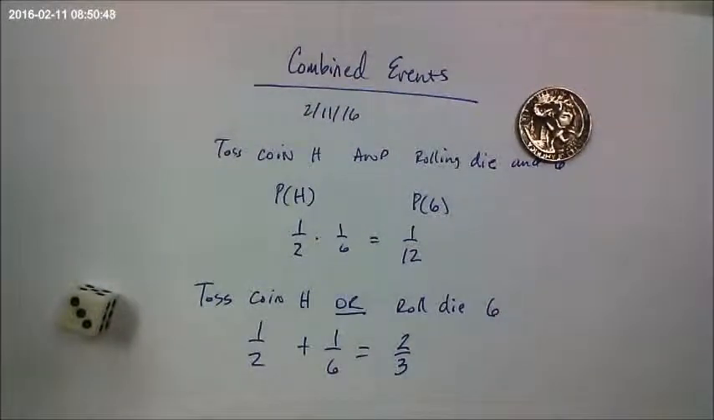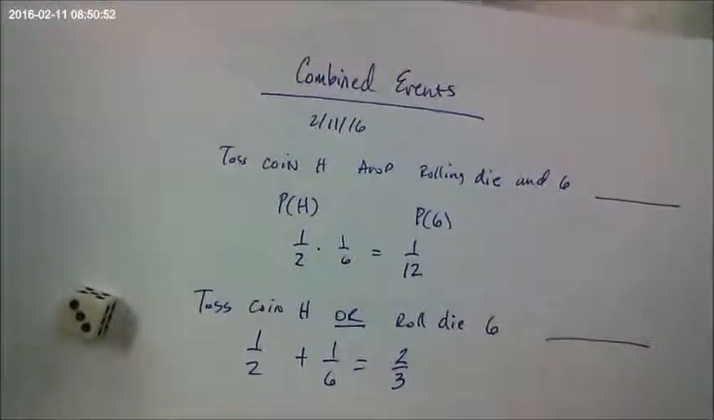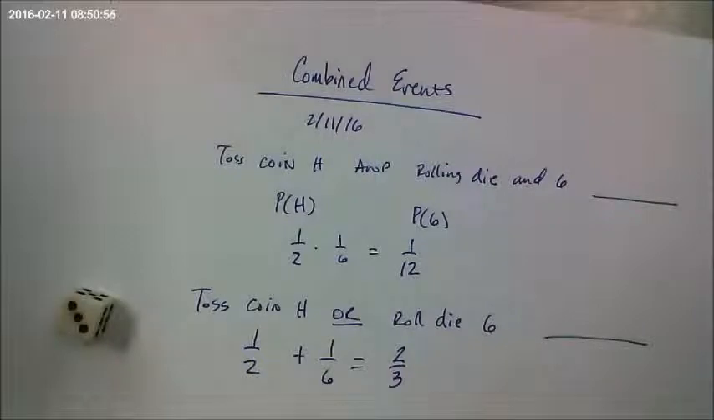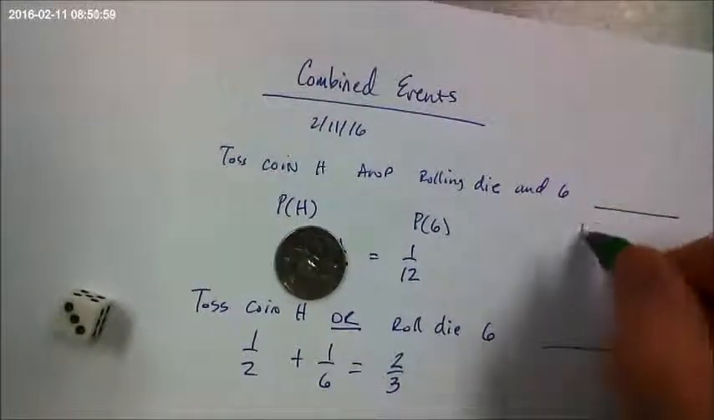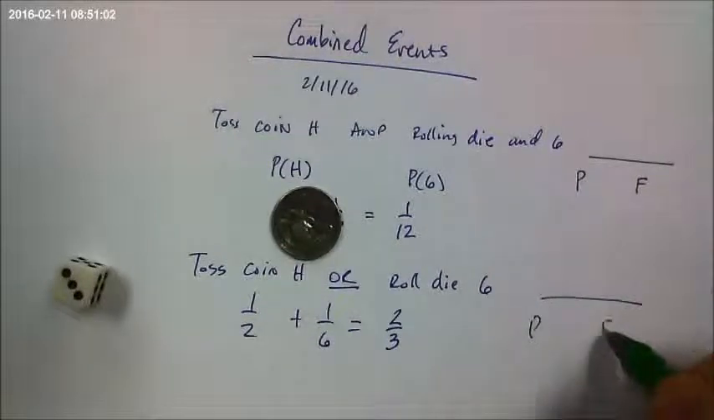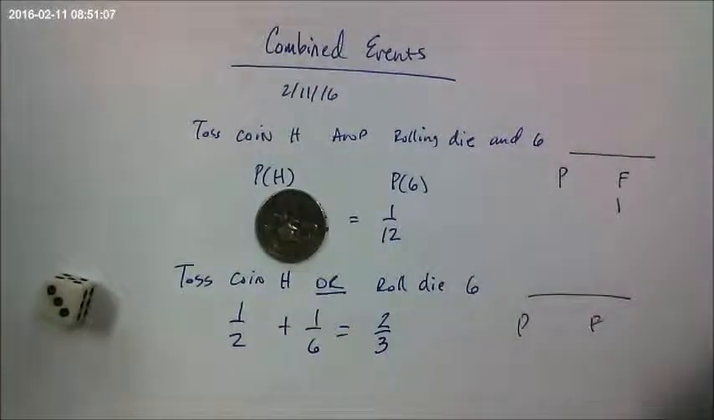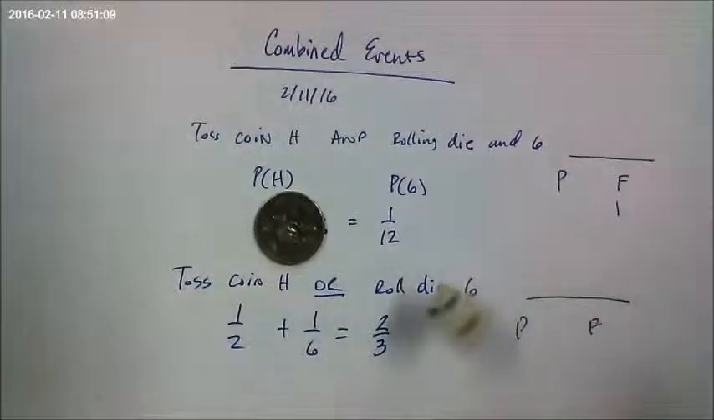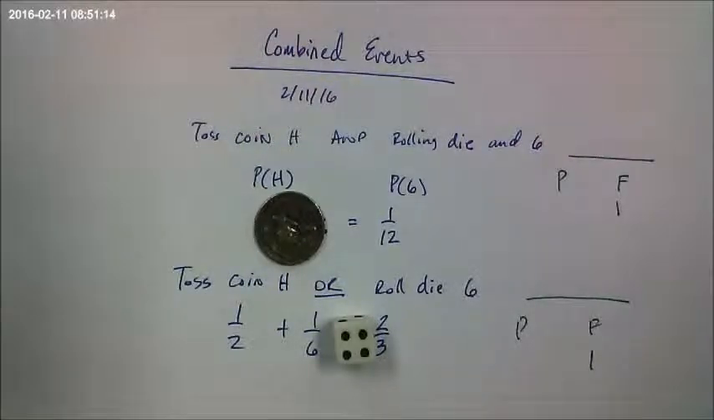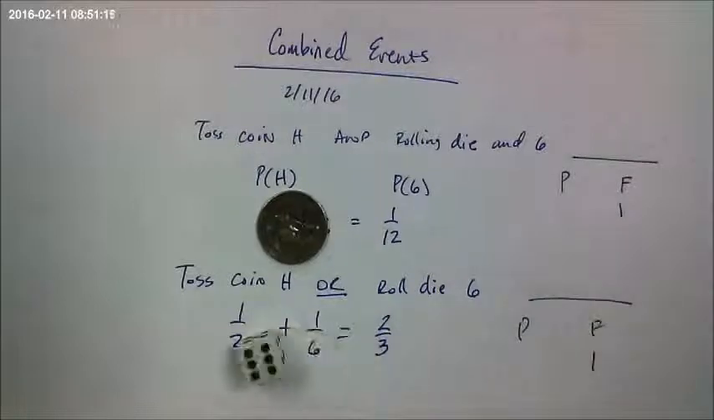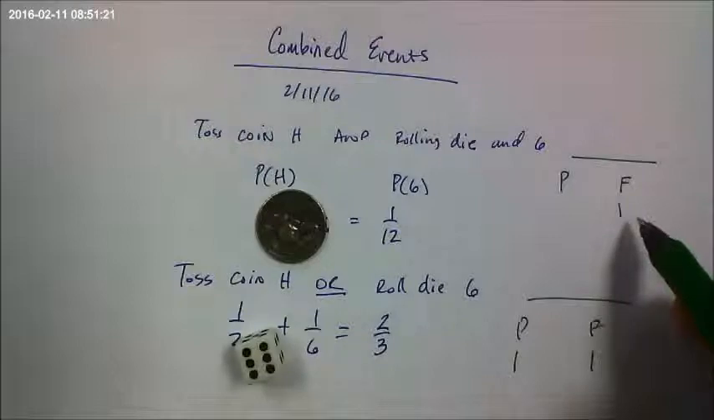I want you guys to get a feel for why you're adding here and why you're multiplying there. So, ready? Tails. So this one's already a fail, right? Let's do pass fail. Because we had to get heads, this one's already a fail. So they're both fails. Dang. Okay. Ready? We'll do the dice first. 6! Woo! Pass. We don't know yet. Has to be both, right?